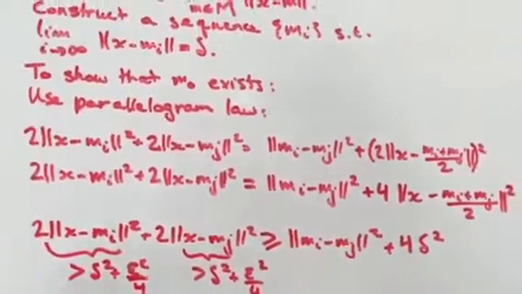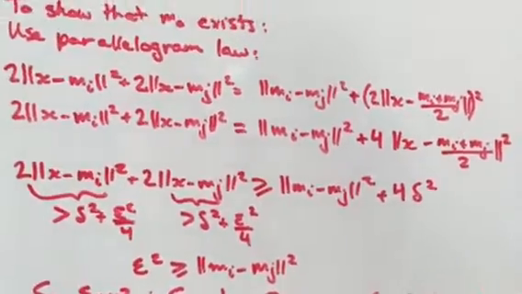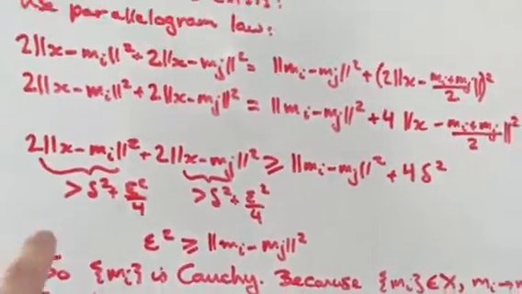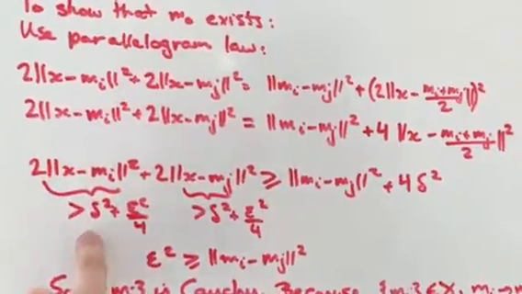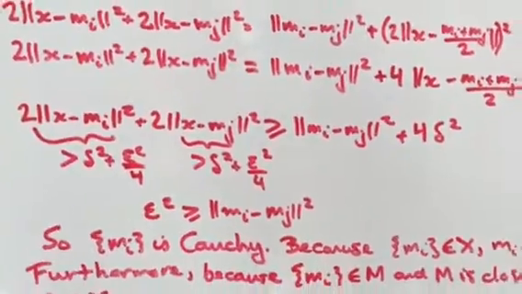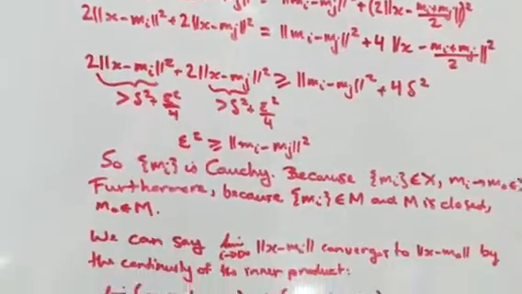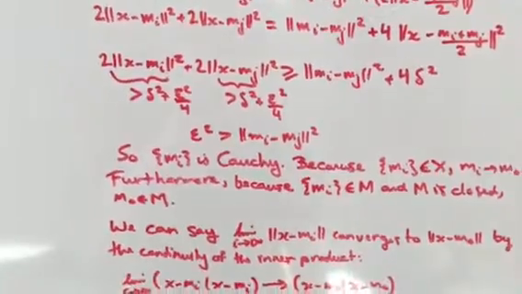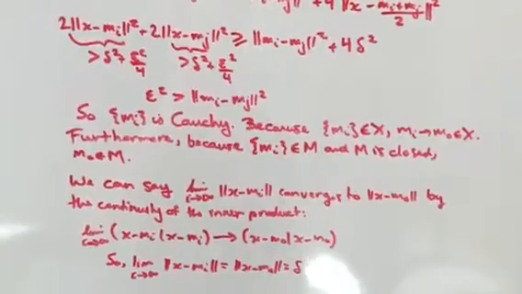And then we also know that we have defined these terms on the right as being elements of our sequence, and we can choose some index large enough such that both of these squared norms are less than delta squared plus epsilon squared over 4. And again, doing all that algebra, we end up getting that epsilon squared is strictly greater than the norm of m_i minus m_j, squared. So we've shown that m sub i, the sequence, is Cauchy.